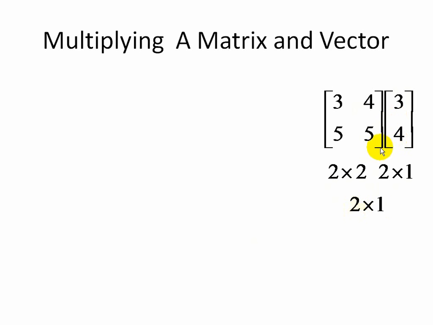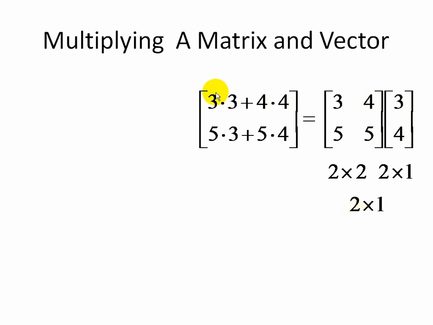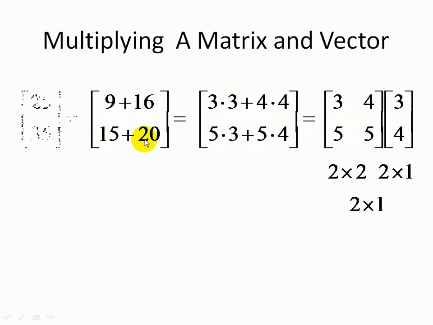So to multiply matrices, we take 3 times 3 plus 4 times 4 for the first row, then 5 times 3 plus 5 times 4. This is shown here, 3 times 3 plus 4 times 4. Now taking the second row, we have 5 times 3 plus 5 times 4. Now doing the multiplication operations here, we have for the first row 9 plus 16, and for the second row we have 15 plus 20. Then adding this, we have for the first row 25, and then the second row is 35.